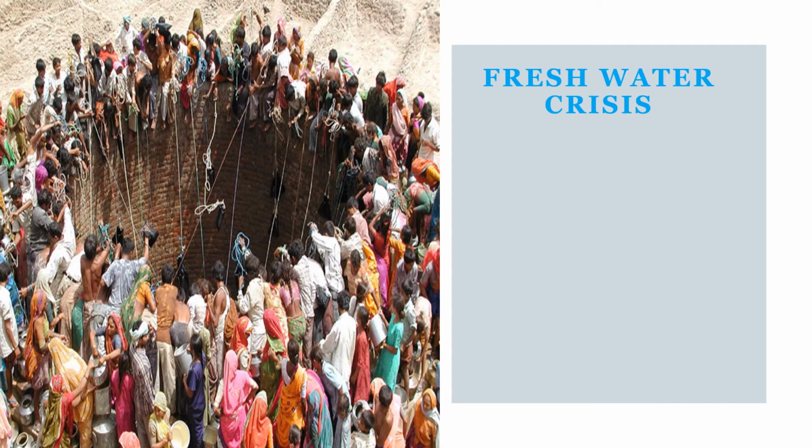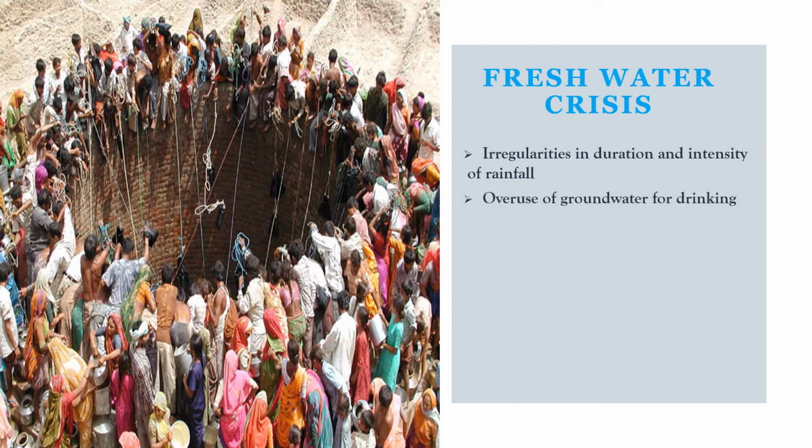Let us discuss the freshwater crisis. On a global scale, water availability is not a problem in itself, but its availability in the right form, at the right time, and in the right place is a problem. Irregularity in duration and intensity of rainfall causes floods and drought conditions.